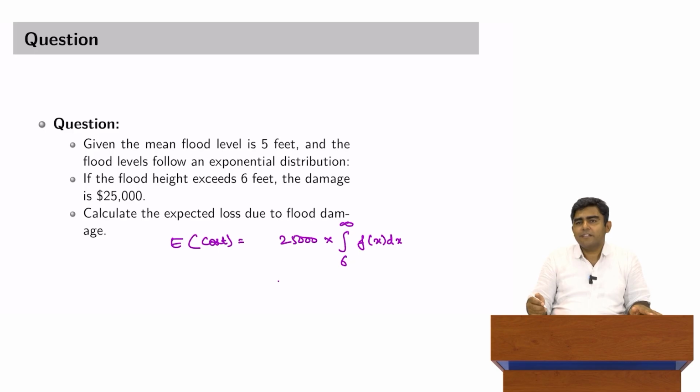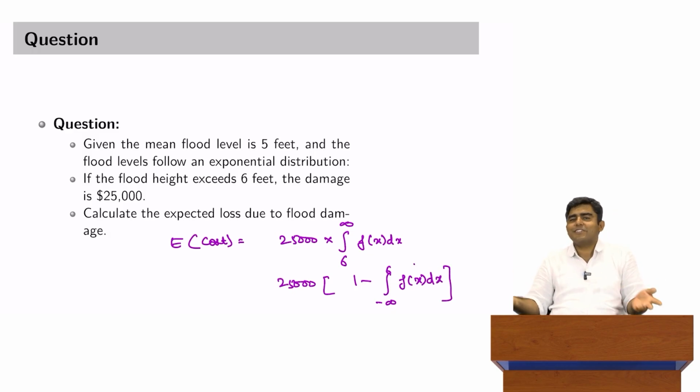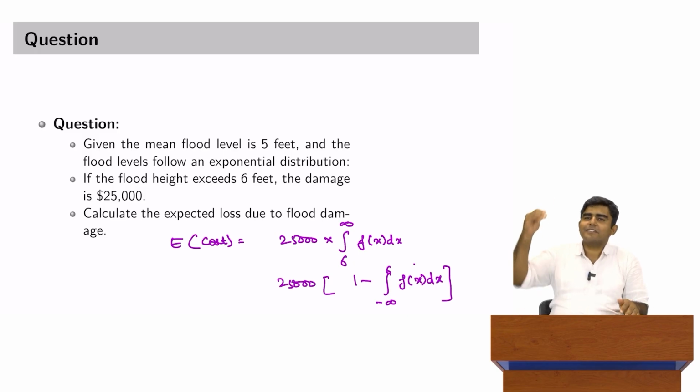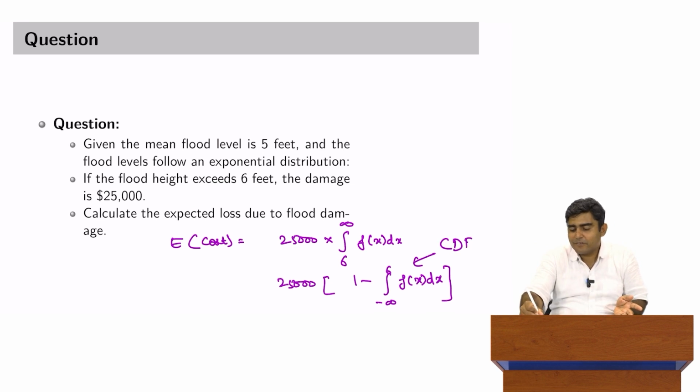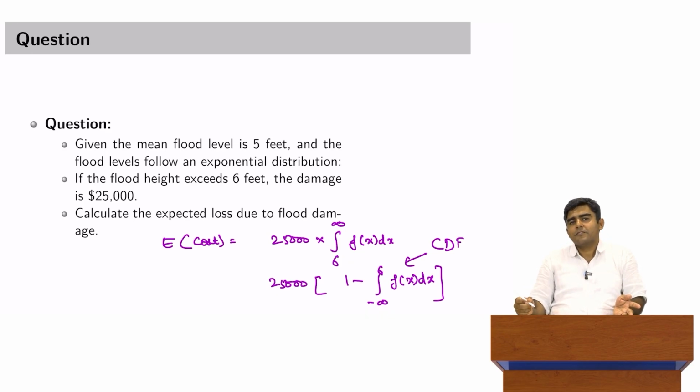This 6 to infinity can also be written as 1 minus the integral from minus infinity to 6 of f(x) dx, because total area under the curve from minus infinity to infinity is equal to 1. So if we are interested in 6 to infinity, we can go from minus infinity to 6 and subtract it from 1. And this form is nothing but the CDF, or cumulative distribution function. So the point is that if our fundamentals are clear on how to relate PDF to CDF to probabilities of accidents, we can calculate any risk or any estimates if the underlying distribution is clear to us.